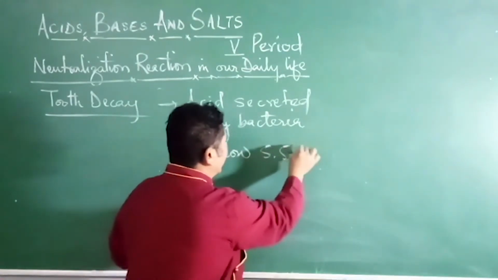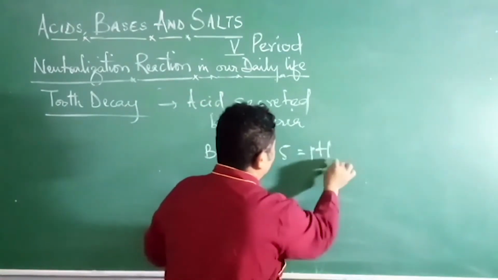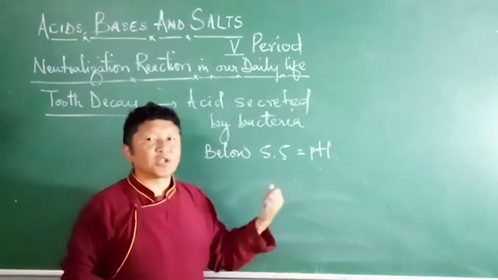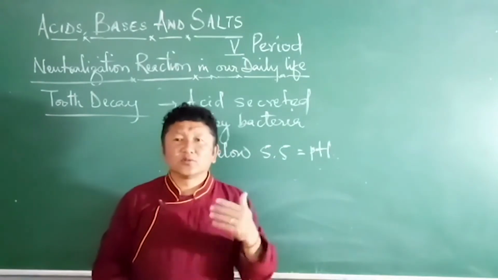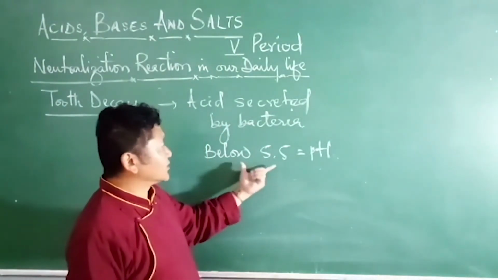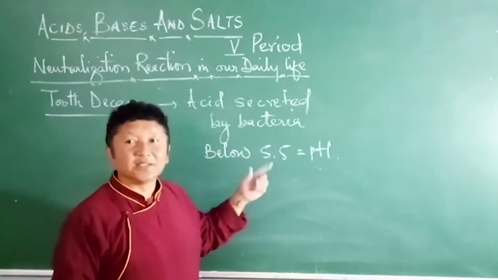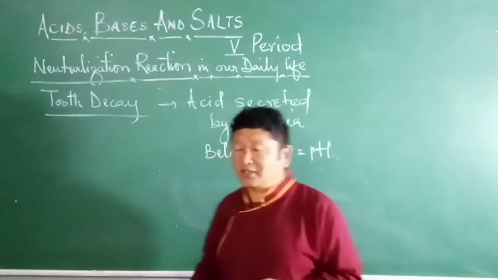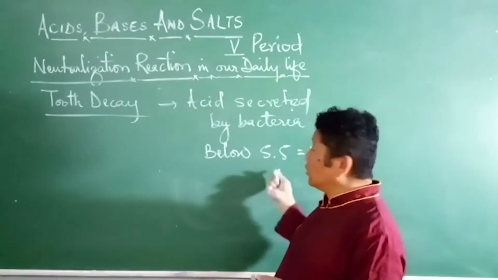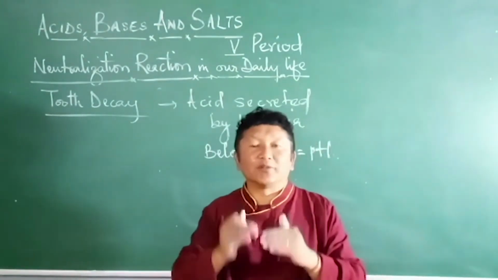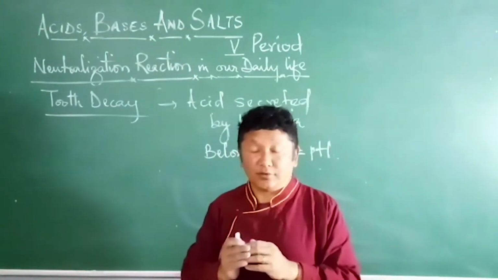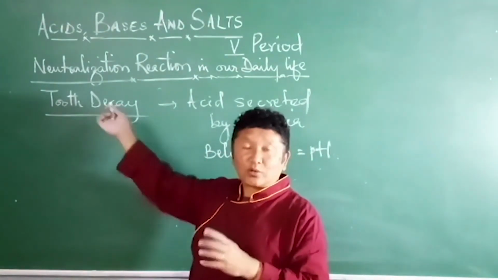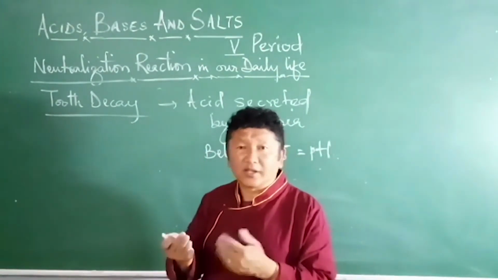below 5.5 pH, becoming strongly acidic, it will start decaying our teeth. Such decay happens when the pH goes below 5.5, the acidic reaction goes on.